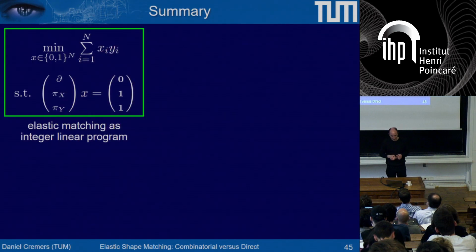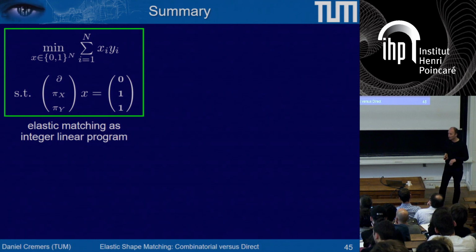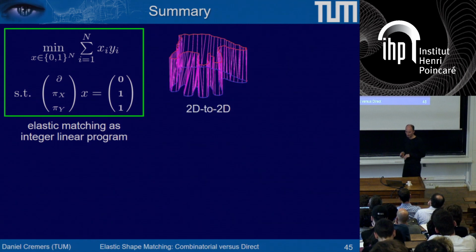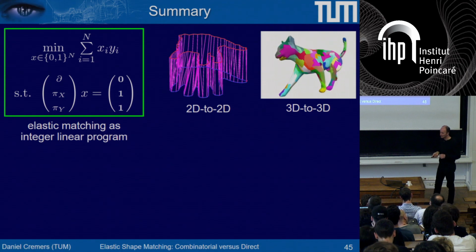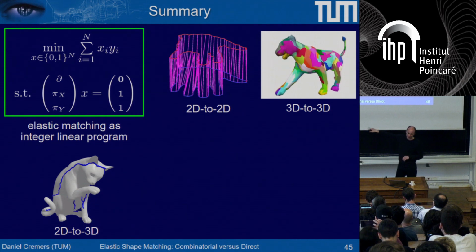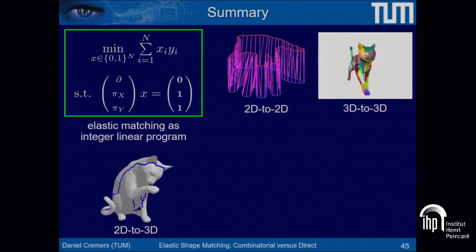I'm running out of time, so to summarize, I talked about how to phrase shape correspondence estimation as an integer linear program, and I showed that this can be used to do planar shape matching where solutions are polynomial time, and then also surface matching. One thing I didn't mention is we also recently did work on 2D to 3D matching, where you're given one 3D shape and a 2D silhouette, and you want to compute where the 2D silhouette is on the 3D shape. It's also polynomial time solvable.